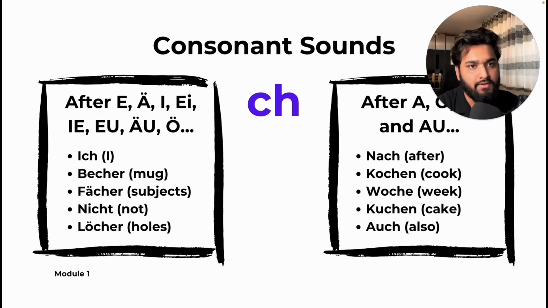Consonant sounds. So in German there are some letters which sound different. For example, when CH comes together, there are two types of sounds. One is after A, E, I, Ä, Ö, Ü, it will sound like ish, sh. It will come from the tongue. For example: Becher, Fächer, nicht, löschen.